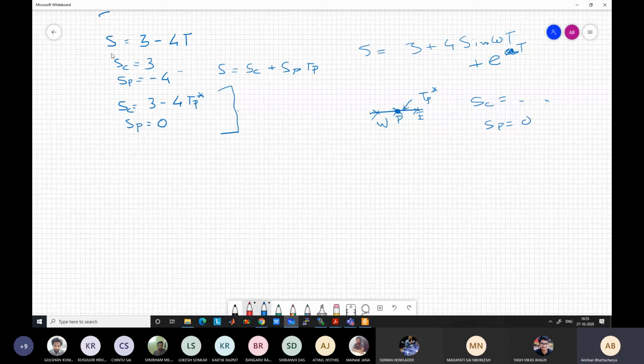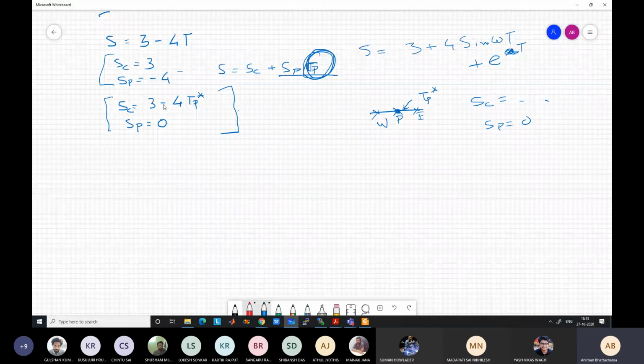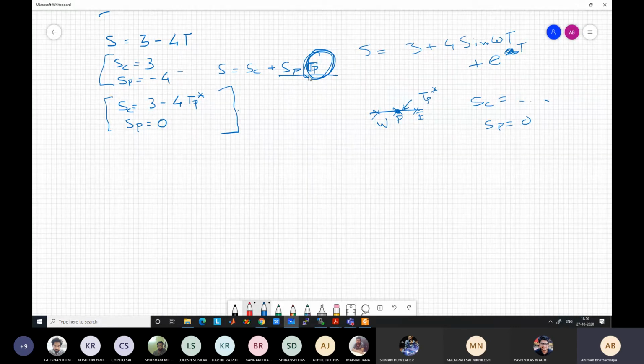What is the difference between this and this? In this case, the t value in the SPTP part will be the current iteration value of t, as part of the equation, so that needs to be solved as part of the equation. In the other case, the t value in the source term calculation is the old iteration value of t, lagging by one iteration. In this case, it is not lagging by any iteration, it is the current iteration value, so it represents the equation more accurately. Okay. Any questions up to this point?